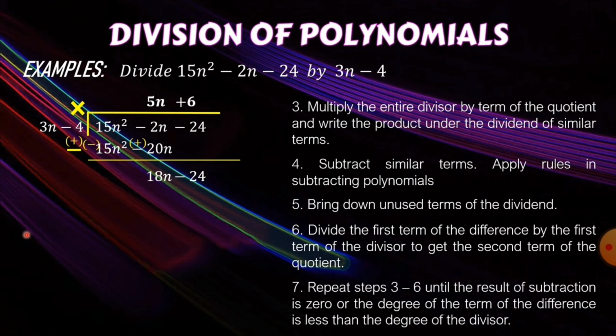Okay? So 6 times 3n and 6 times negative 4. So for 6 times 3n, maging 18n. Then 6 times negative 4, maging negative 24. So we have to write it here. Then proceed to subtraction. So the same procedure that we do. Then change the sign of the subtrahend. So from positive, maging negative. From negative, maging positive. So since different signs sila at pareha rin sila yung value nila, so when you subtract, maging 0. So this time, walang remainder. So no remainder because 0 yung last. Okay? So final answer, we have 5n plus 6.